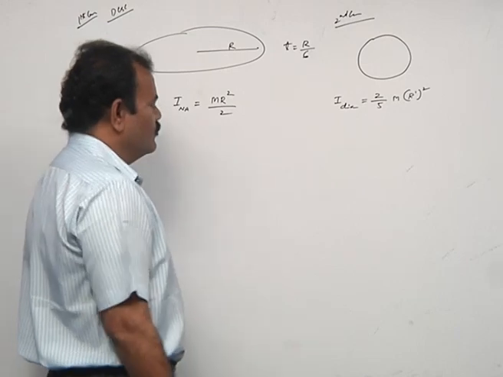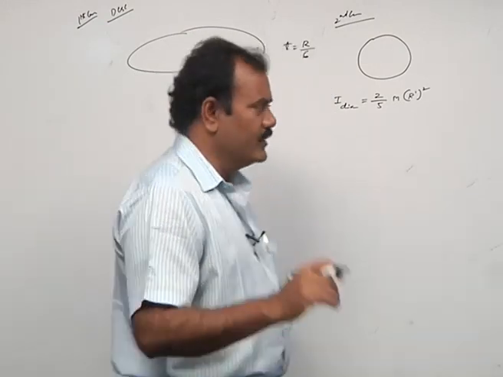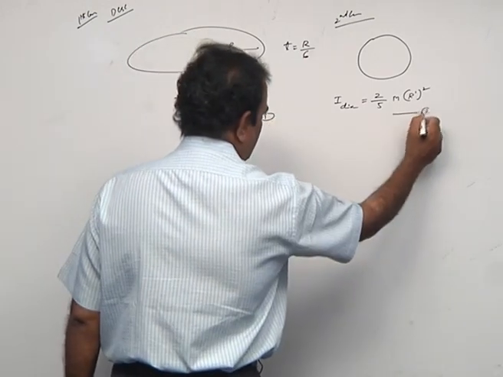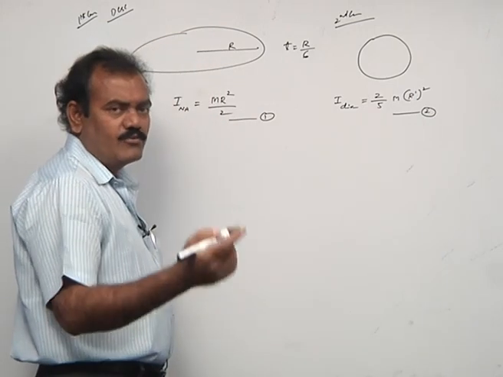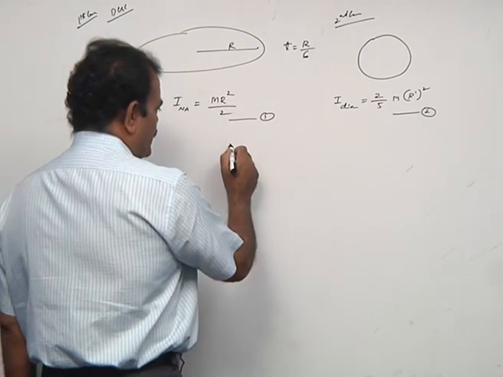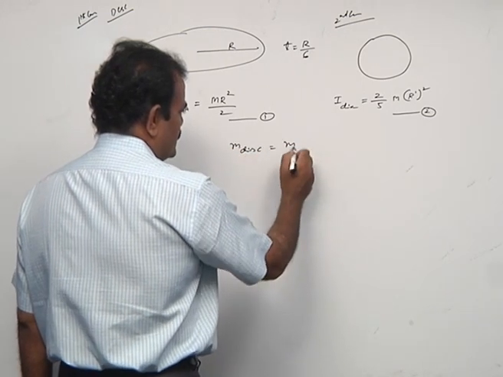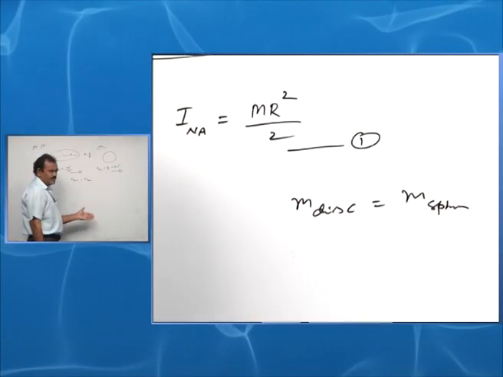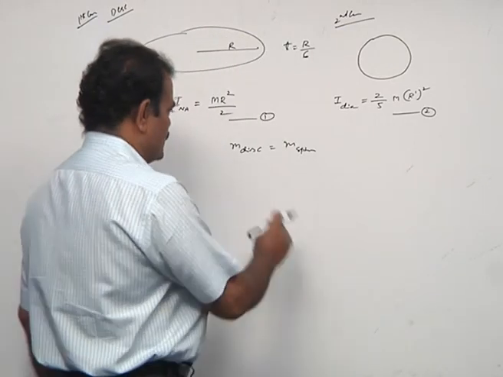Now here we have to give the relation between r and r dash. For that we have to start from the first equation and the second equation we are taking, to find the relation between r and r dash. So we start from the mass of the disk and the mass of the solid sphere, and both are same because this disk is melted and recasted into the solid sphere. That's why both are same.